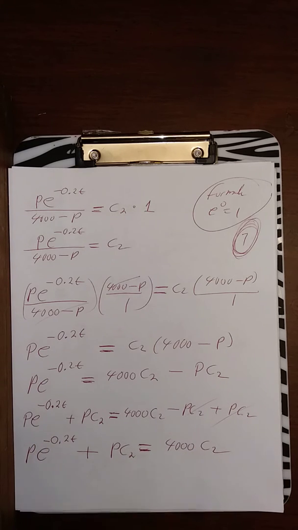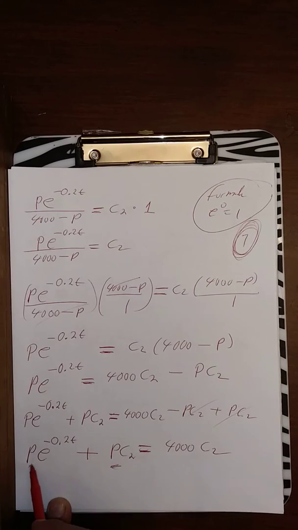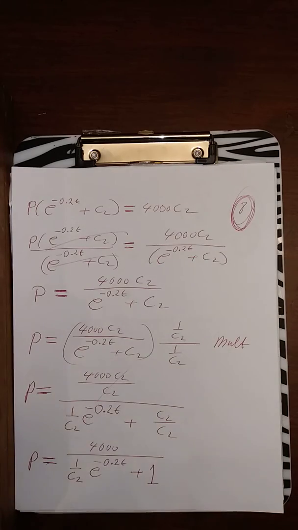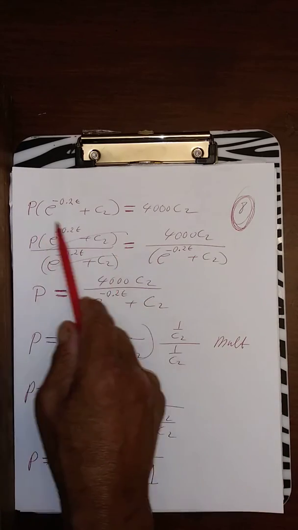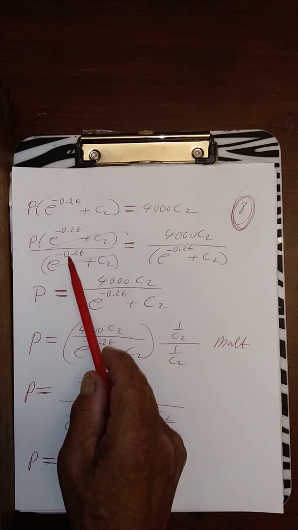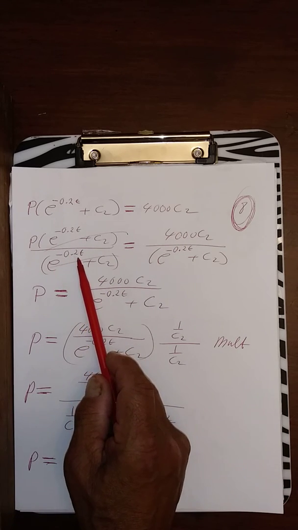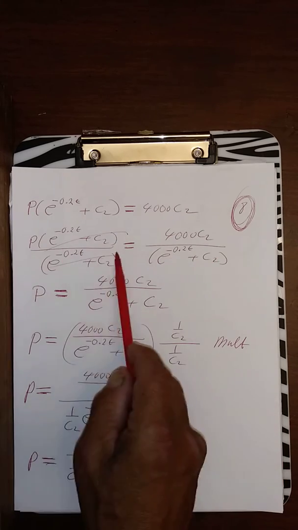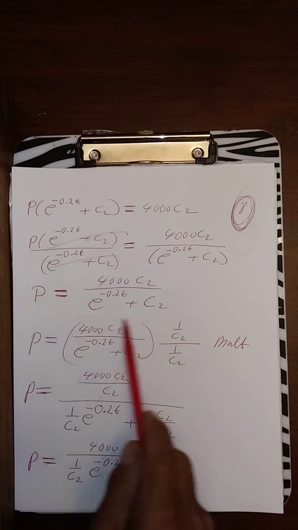Now I'm going to factor out the P's right here. See the P's right there? I can factor the P out. And we're going to get P times this expression equals 4,000 C2. Now divide by e to the negative 0.2 plus C2. These are gone. So we have P equals this.